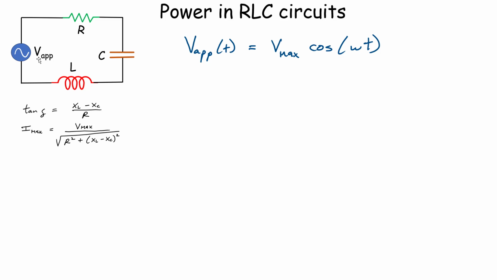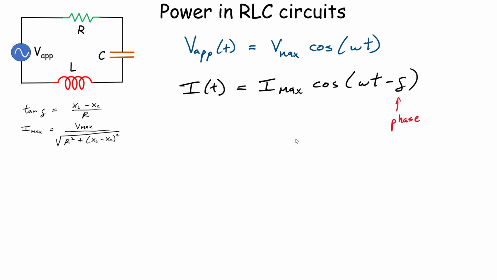We solved for this Imax current by imposing a current written in this form. It had an amplitude equal to Imax, and again the same angular frequency omega, but with an additional factor inside the phase, which we call the phase angle. So depending on the values of L and C, we could have a phase shift between the voltage and the current in this circuit. So those were important definitions.